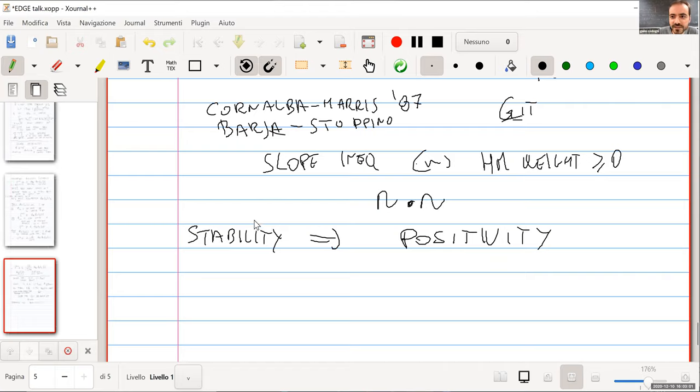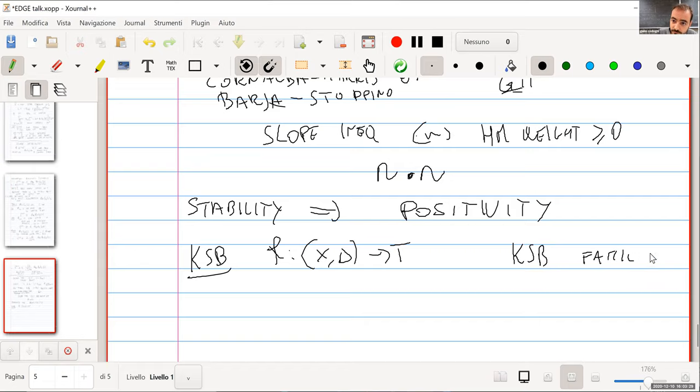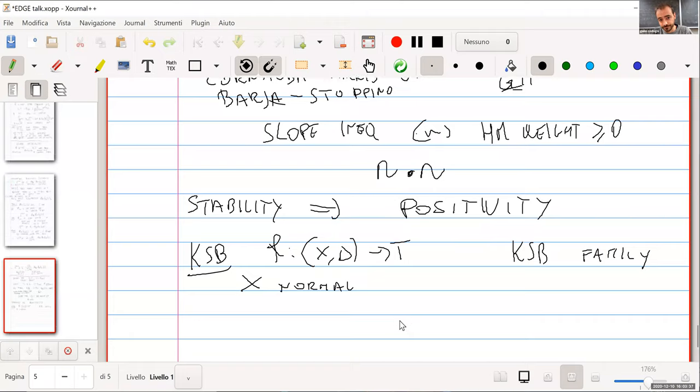So if you put some stability assumption, then all the hypotheses we have in the above statement hold. I mean, with some difference, some flavor, some care to be taken, but somehow, if you have stability, you get the thing. So the KSB stability case is very easy, actually. So we have (X, Δ) over T, a KSB pair, a KSB family. Okay, it's not a general KSB family. You have to assume X normal. There is this problem with normality, but somehow one can handle it.